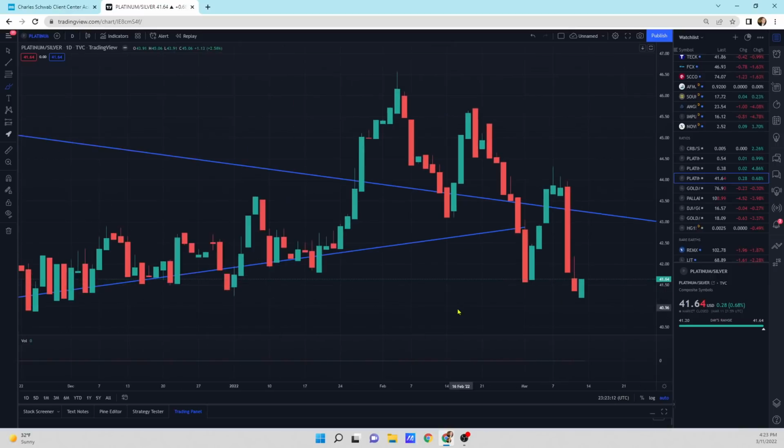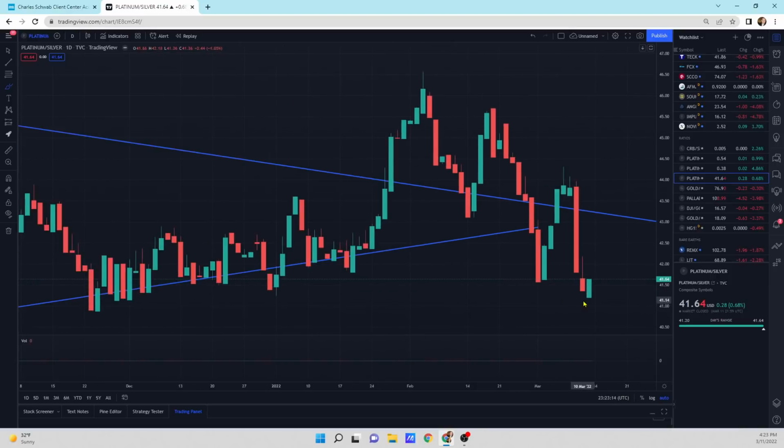Looking at the platinum to silver ratio, looks like platinum outperformed silver today. We have this little pullback here kind of at the tip. I still think we're going higher, where platinum could outperform silver.